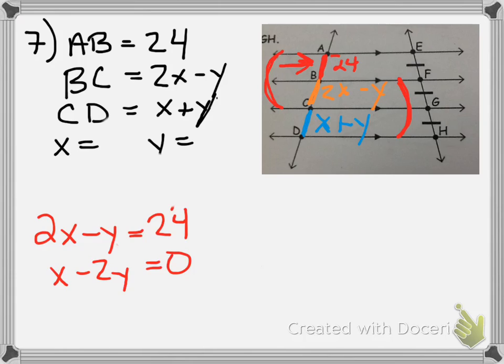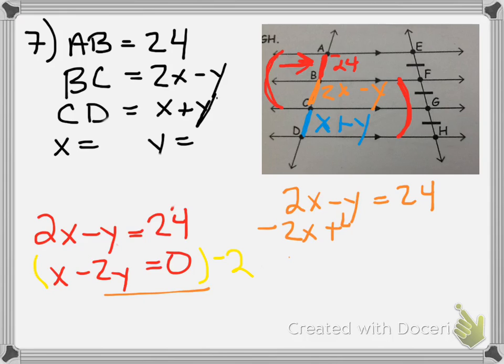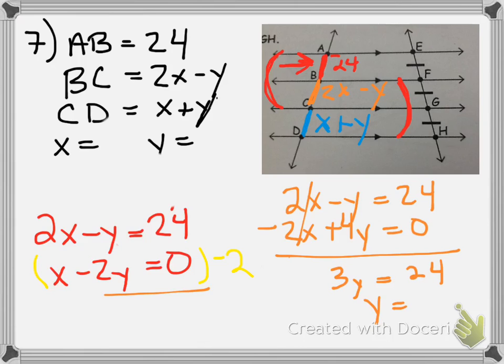So to me, the easiest thing to do is to multiply this one through right here by -2. So that gives me 2x minus y equals 24. And when I multiply this through by -2, I get -2x plus 4y equals 0. Then when those cancel to be 0, I've got 3y equals 24. So that means y is equal to 8.